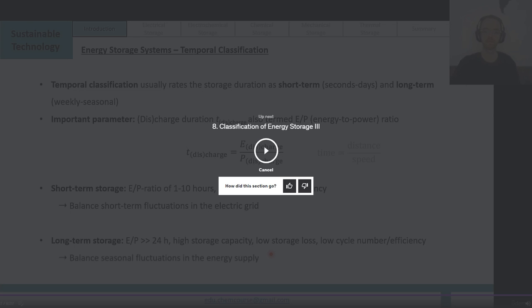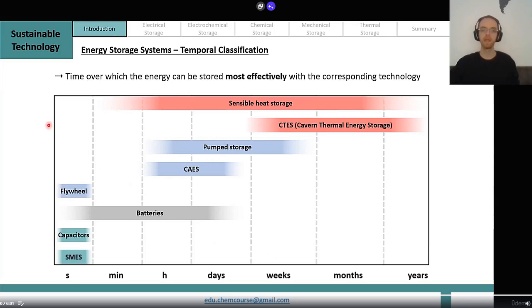The time over which the energy can be stored most efficiently with the corresponding technology is shown here. And this is also something which varies significantly, not just with the physical method of how you store your energy, but also by the individual technology. For example, electrical energy storage with capacitors or with inductors is usually used for storage in the time scale of seconds. Also, flywheels as mechanical energy storage can be used in this seconds-related energy storage.